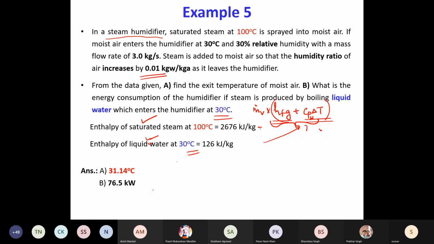Suppose I had given you the data in a different manner, I could have given you that 2400 kilojoules per kg is the latent heat of vaporization at 100 degrees C, and this is the enthalpy of liquid water. So now with this information, you will have to do h_fg plus Cp delta T.